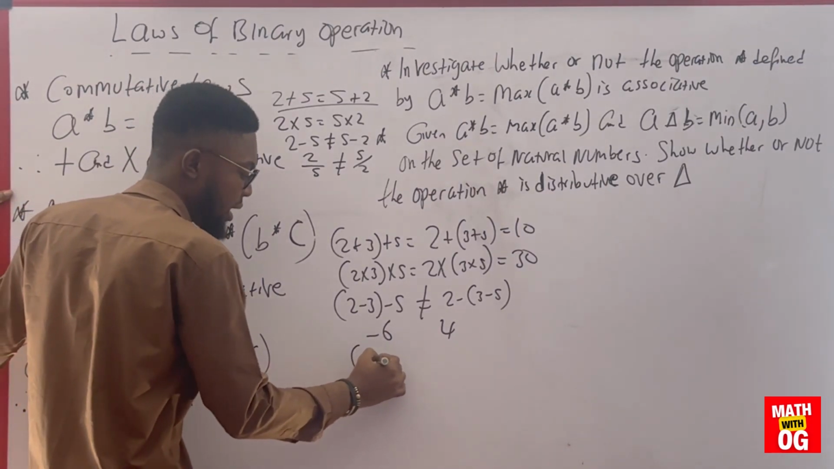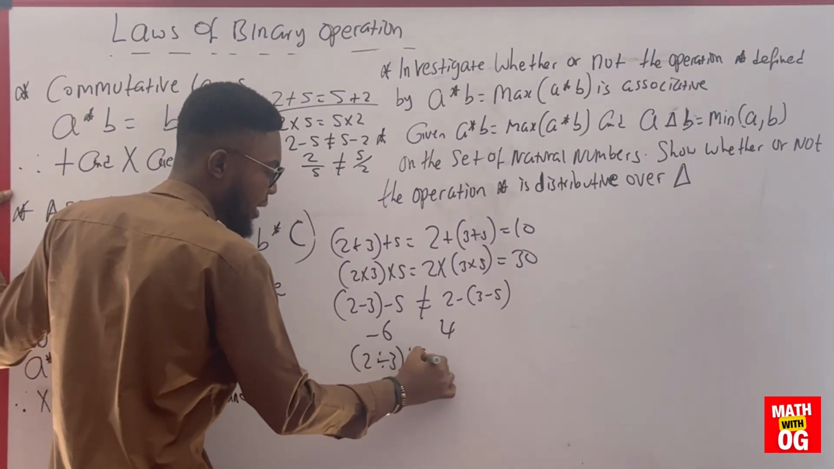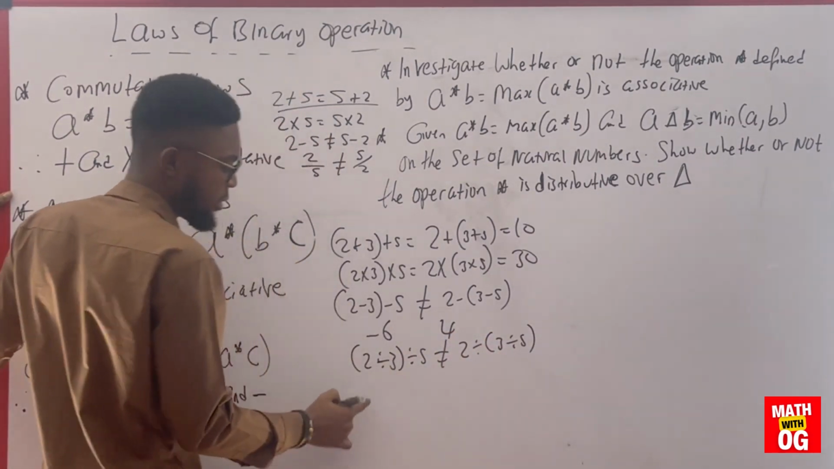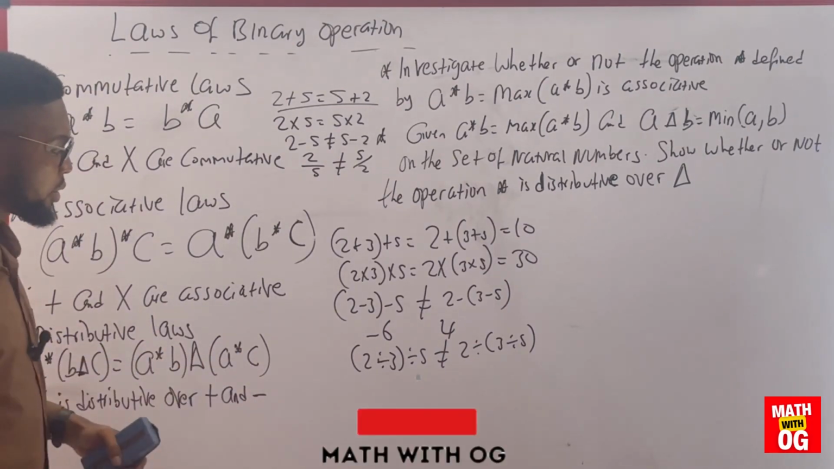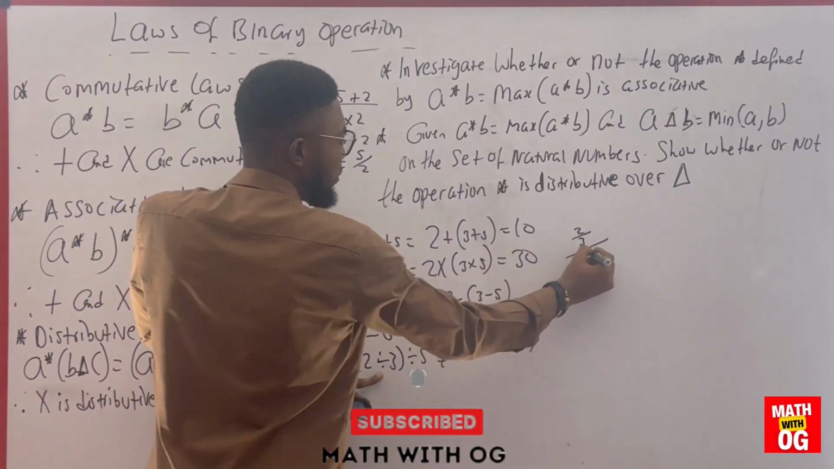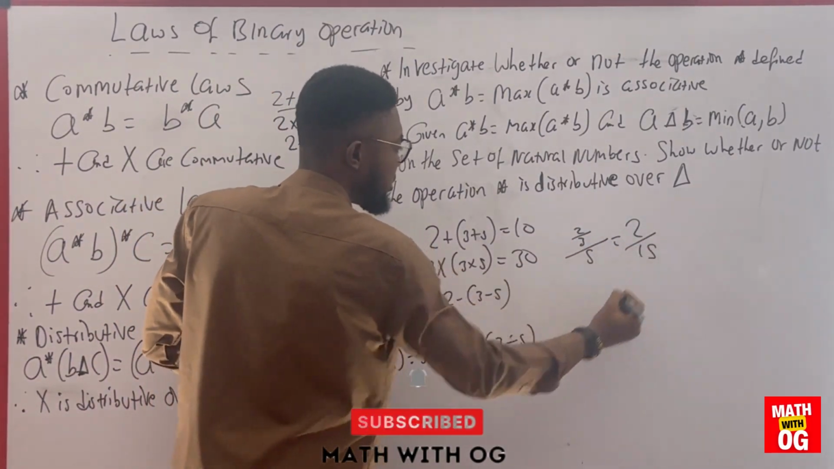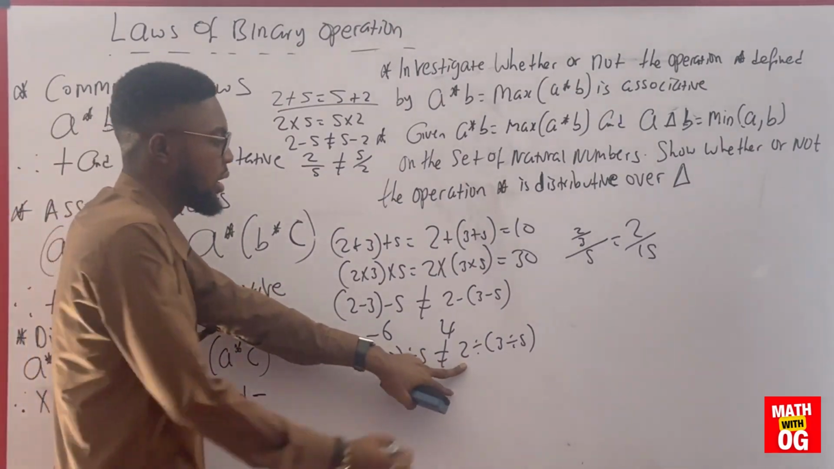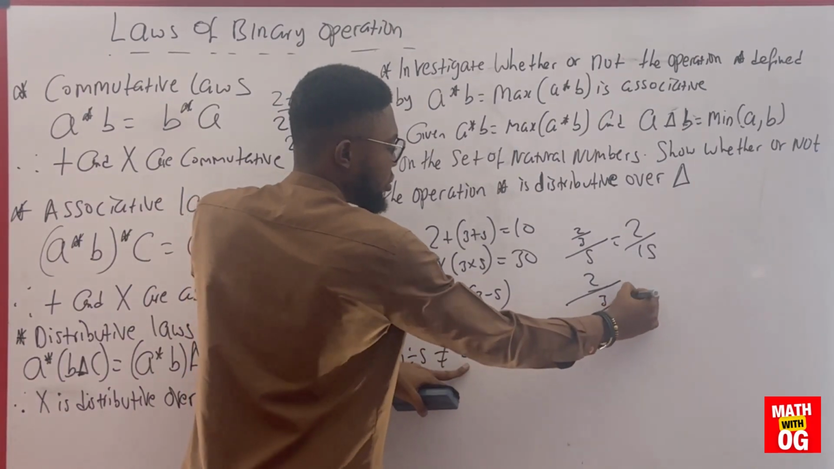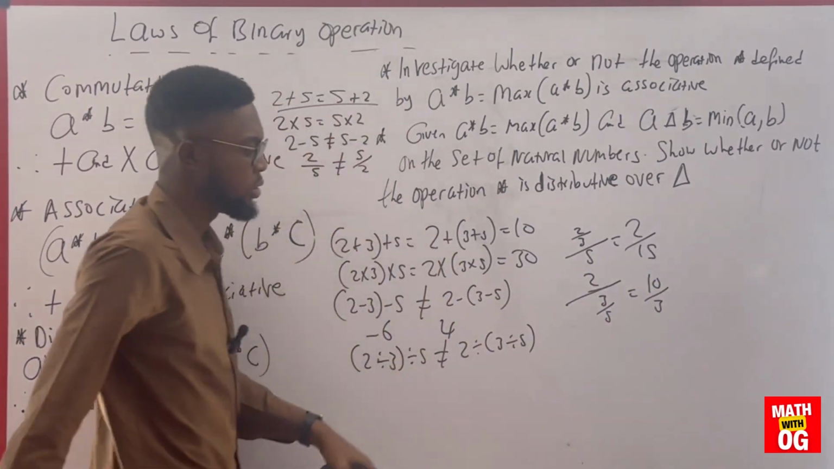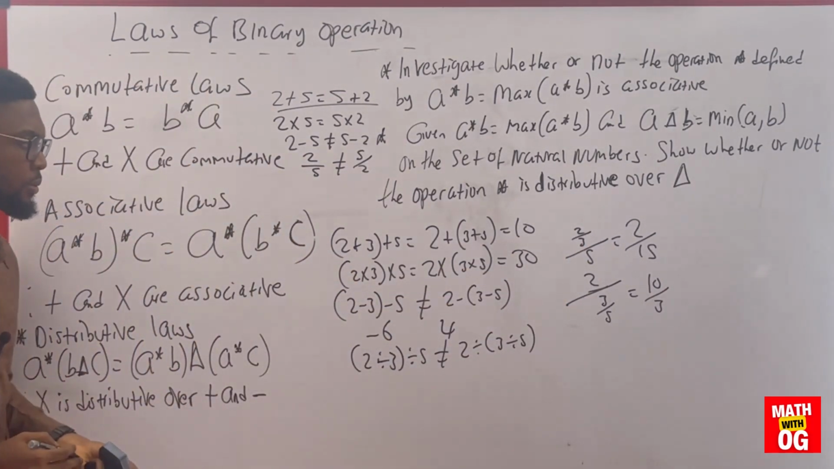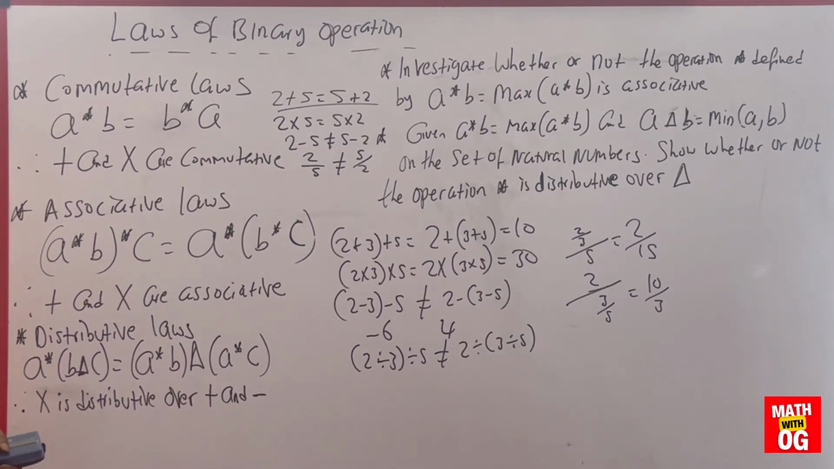Lastly, (2 divide 3) divide 5 is not equal to 2 divide (3 divide 5). So in this case, we are going to have 2 over 3 all over 5, which is equal to 2 over 15. While in this case, you are going to have 2 over (3 over 5), which will give us 10 over 3. So you can see that division is not associative. So that's for commutativity and associativity.